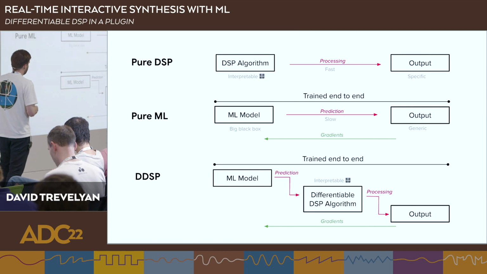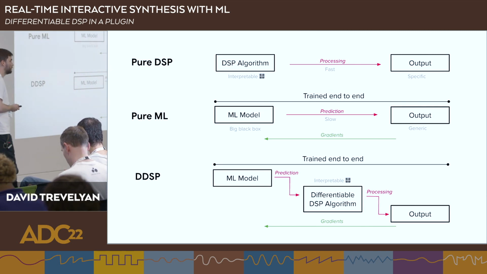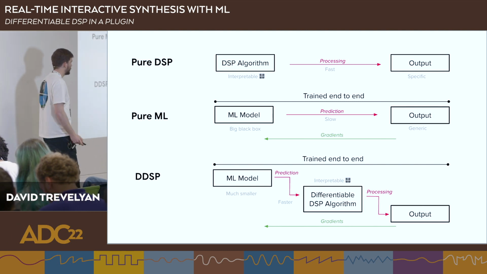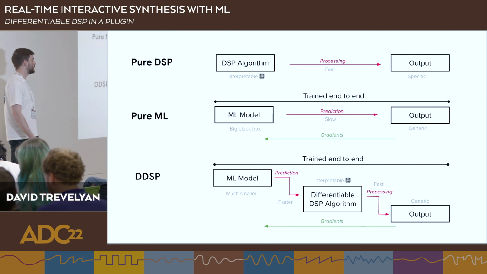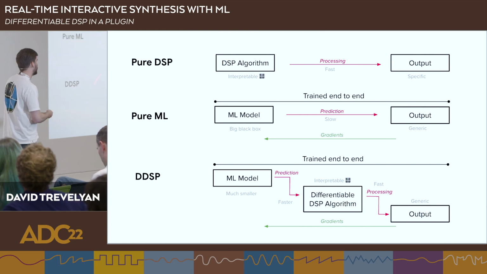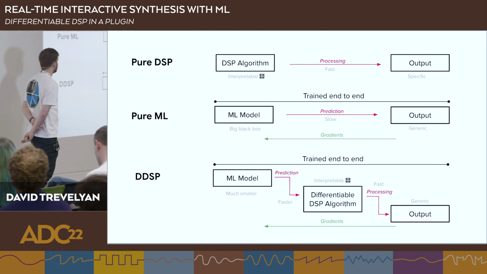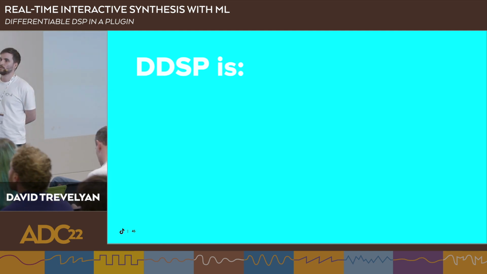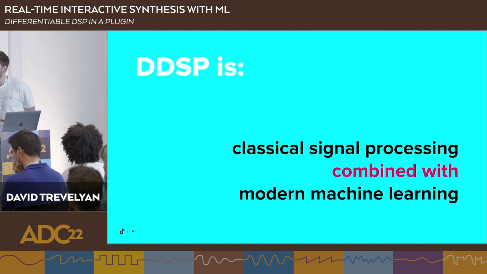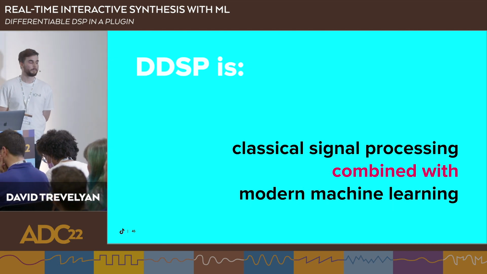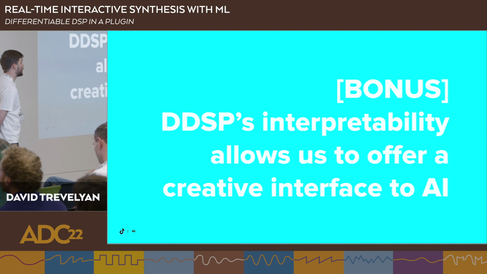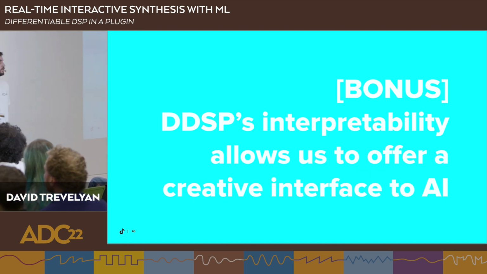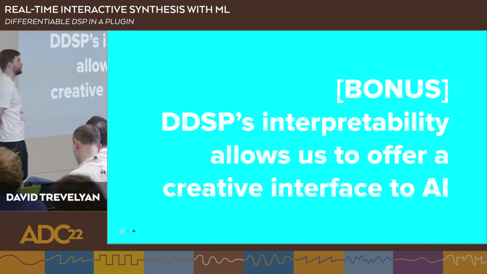Because it's an easier task, generally, the machine learning model can be much smaller. It doesn't need to be as big, which means that it can make predictions much faster. Our DSP algorithm is just as fast, and our output is generic. And this is the kind of ideal situation that we're looking for in this particular case. So we've reached this understanding here that DDSP is classical signal processing combined with modern machine learning. But we get this extra bonus, which is really cool, especially for music-making tools, in that the interpretability of the differentiable algorithm allows us to offer an actual creative interface to AI. And we're really excited about that.